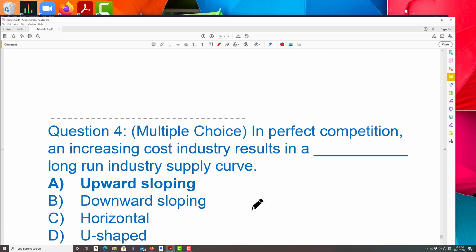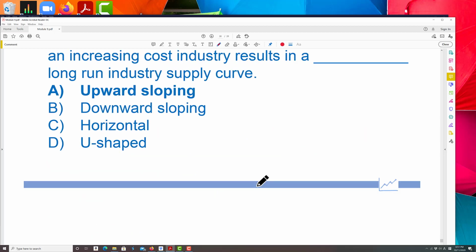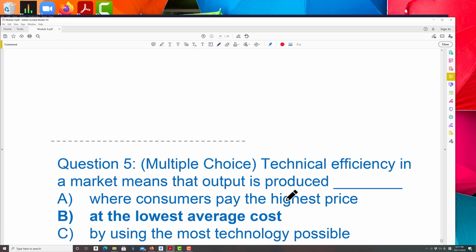Okay, here are a couple of questions. In perfect competition, an increasing cost industry results in an upward sloping, like this, upward sloping long-run industry supply schedule. Next, technical efficiency in a market means output is produced at the lowest possible average cost.